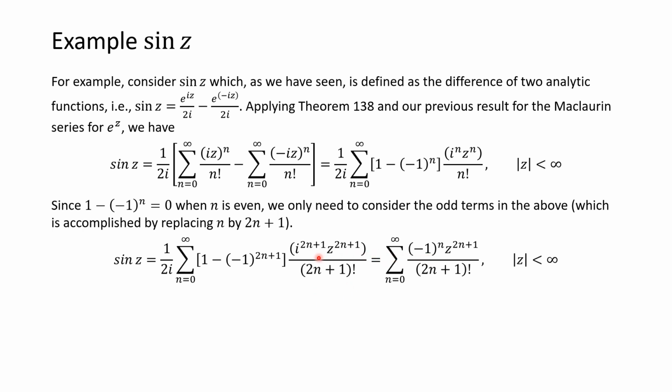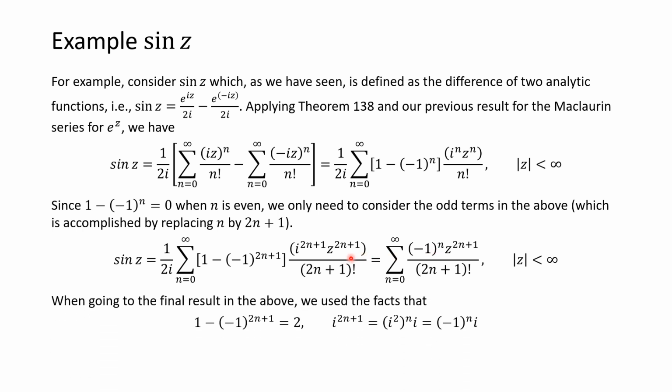And then there's some reduction possible. First of all, when you put in, this is an odd number here, 2n plus 1 is an odd number. So this gives you a minus 1, and you have 1 minus a minus 1, so that's 2. So this becomes 2.